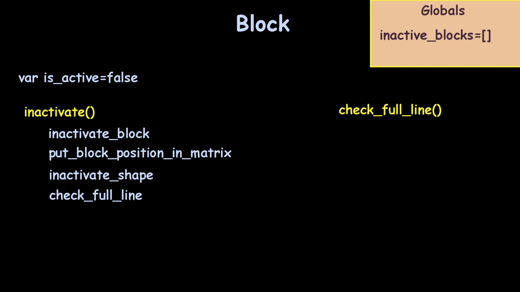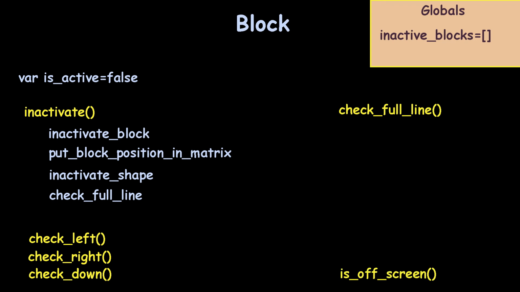Now let's see the other functions. Our block needs to have the ability to check if it can be moved to a given direction. We can divide it in multiple functions if we want. So it will basically check the matrix and the game screen to see if it can move. The block needs to be able to check if it can rotate too. It basically checks the matrix and the screen again.